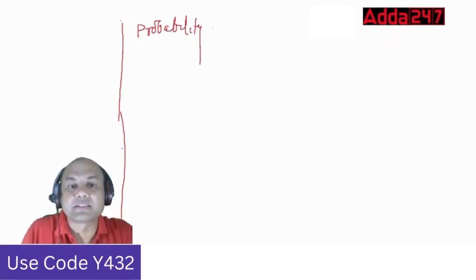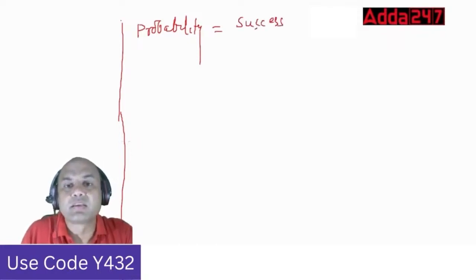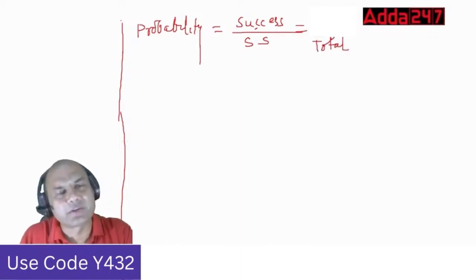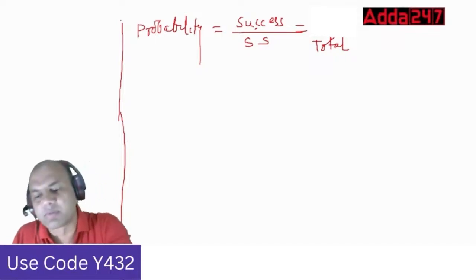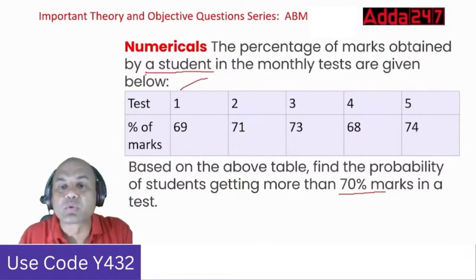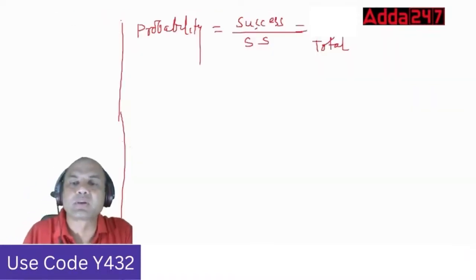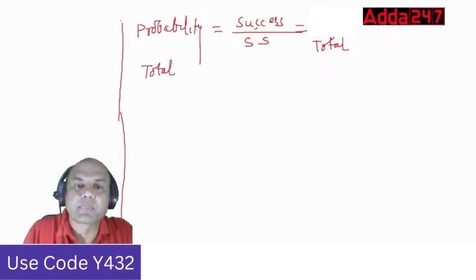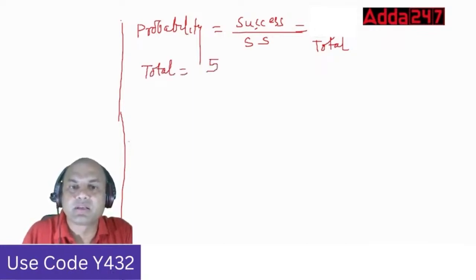Success, whatever is the success criteria, upon sample space, right? Total sample space, or you can simply call it required upon total. It's that simple. Here we should always keep the formula in simple language. So now coming back, how many tests are there? 1, 2, 3, 4, 5. So total number of tests is 5. I'll write it: total equals 5.